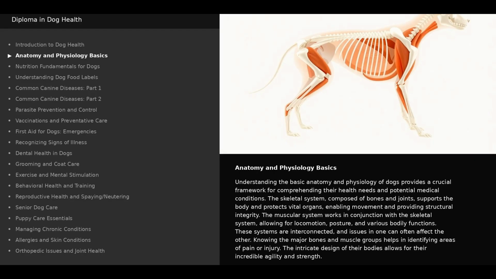These systems are interconnected, and issues in one can often affect the other. Knowing the major bones and muscle groups helps in identifying areas of pain or injury. The intricate design of their bodies allows for their incredible agility and strength.